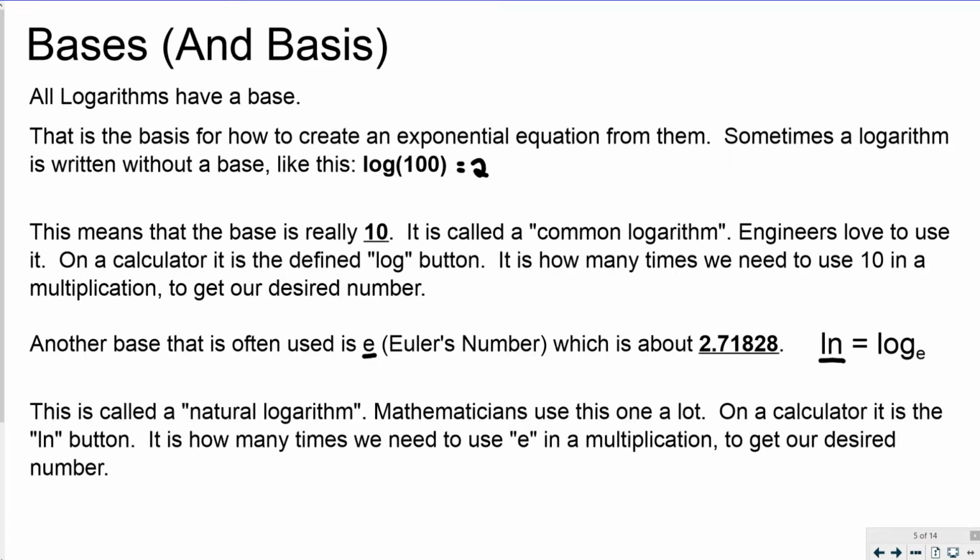Mathematicians use it all the time. So if you press the natural log button on your calculator, it is creating a log with a base of e. So it would be saying how many times do we need to multiply 2.71828 by itself in order to create a desired number. So it's just like a common log, except it is based on Euler's number instead of 10.